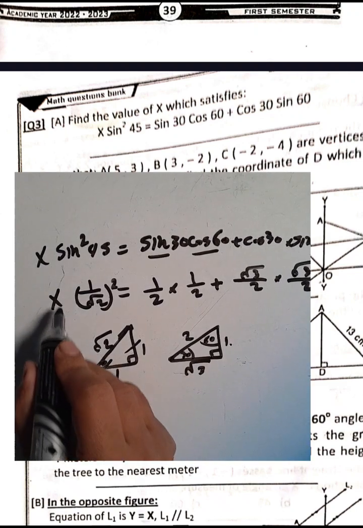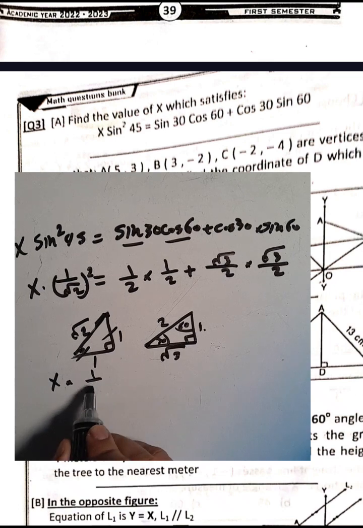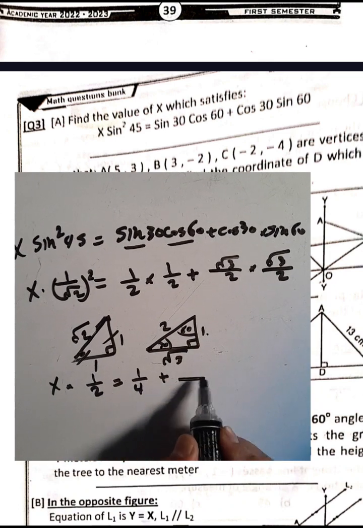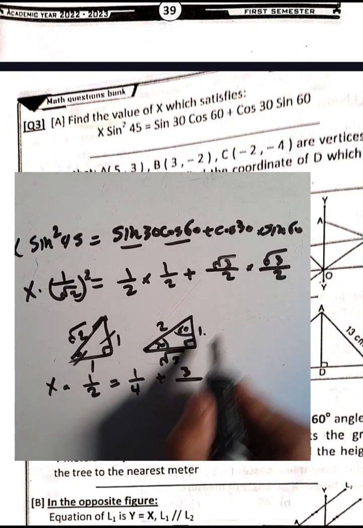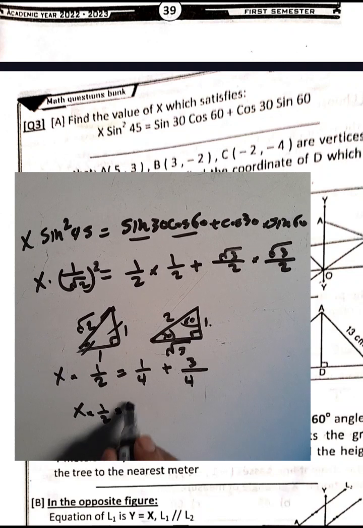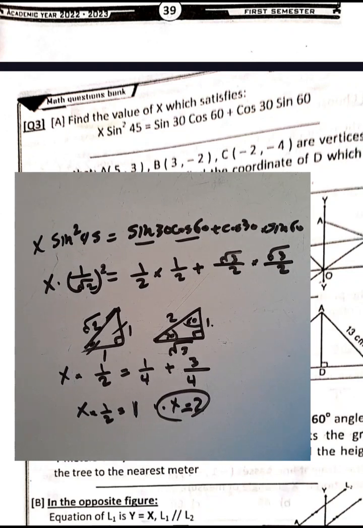And then you can write x times the value of (1 over root 2) squared, which is 1 over 2, equals half times half, which is a quarter, plus root 3 times root 3 equals 3, and 2 times 2 equals 4. So x times a half, it will be a quarter plus three quarters, which is 1. Then x will be equal to 2 for this example.